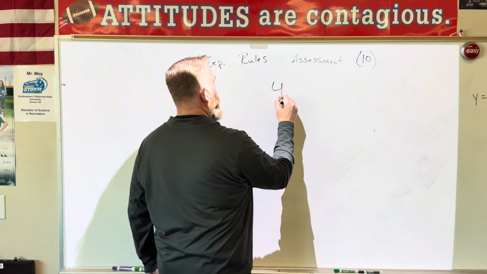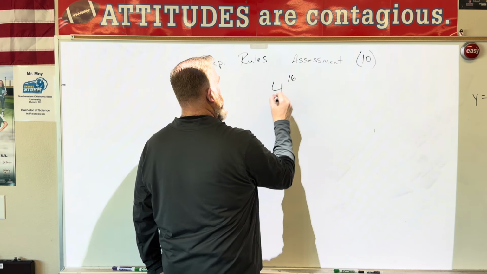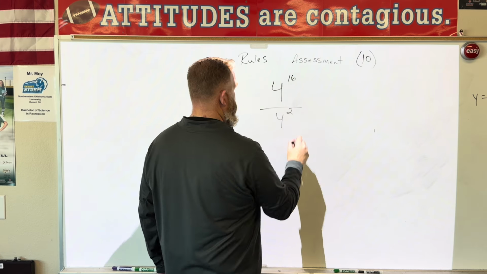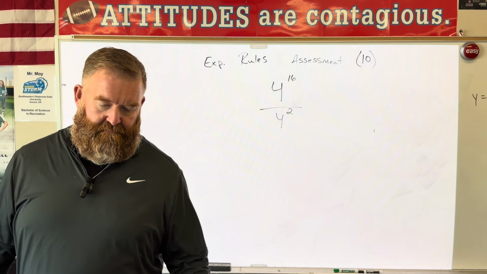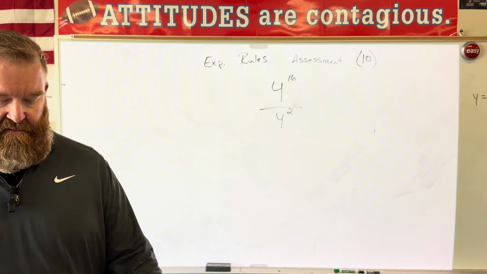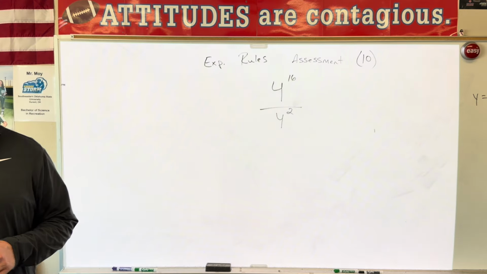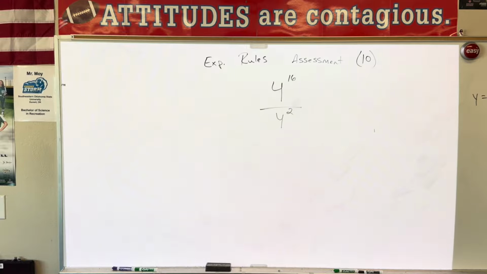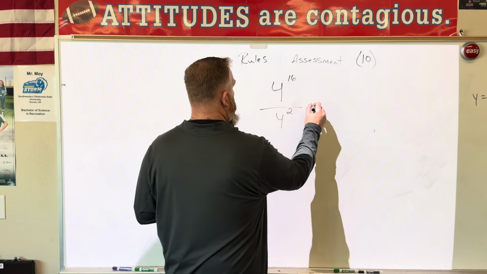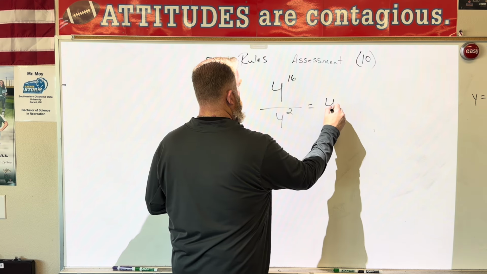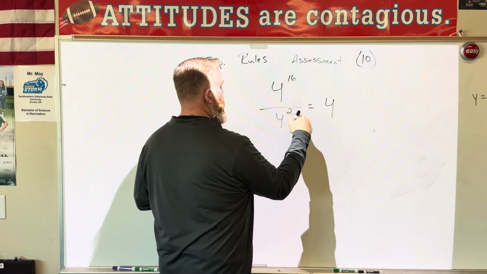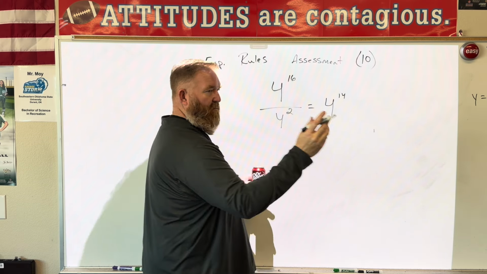Okay. 4 to the 16th over 4 to the 2nd. Solve that with an exponent. Don't simplify it all the way out. What's the common base? What's the base? What's the big one? 4. What do you do when you divide? What do you do with the exponent? What's 16 minus 2? There's my answer. I'm done.